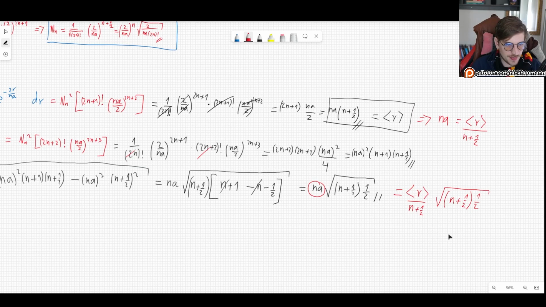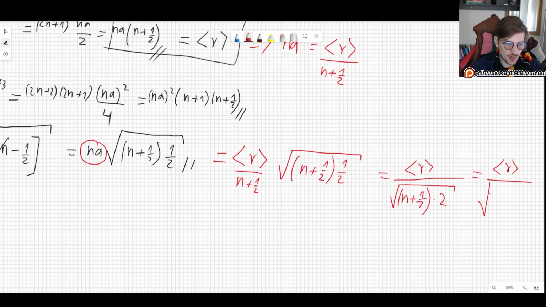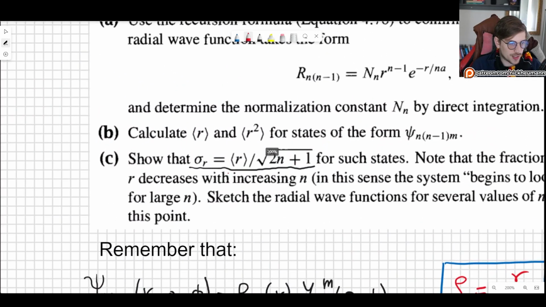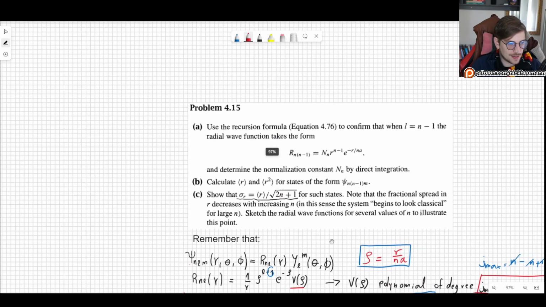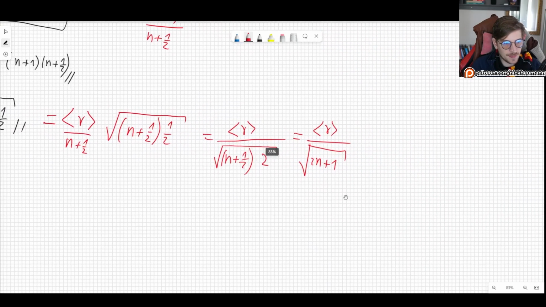So here we can simplify the n plus 1/2 a little bit, right? This is going to be the expectation value of r over the square root of n plus 1/2 times 2. So I guess we could write this as the expectation value of r over the square root of 2n plus 1. That is how we could write this, and we can see that that is exactly what we wanted. That is the general formula for the uncertainty in this particular kind of wave function.